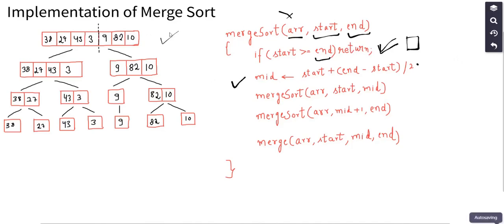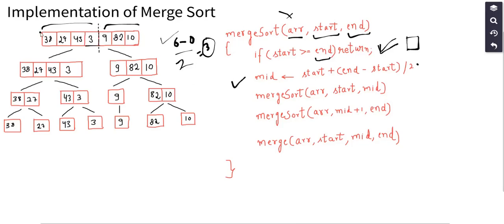Then we'll calculate the mid of the array. So initially we calculate the middle element. In this case we have 7 elements. So we take end, that is index 6, and start, that is index 0. So we calculate (6 minus 0) divided by 2, that is 3. So we calculate the mid as 3, that is this element. Then we recursively call this function for this half and for this half.